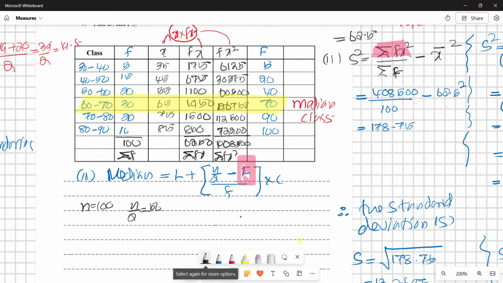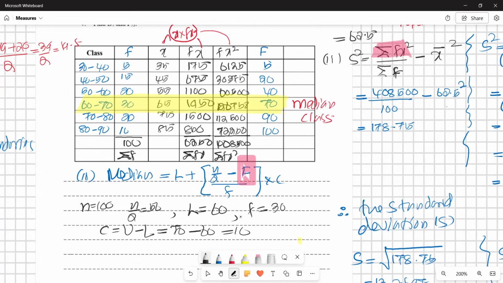Right. And the others: L, the lower class boundary of the selected class, is 60. n by 2 you already know. Simple f is 30. Capital C, class width, is U minus L. Here U is 70 minus 60, that is 10. C is 10.